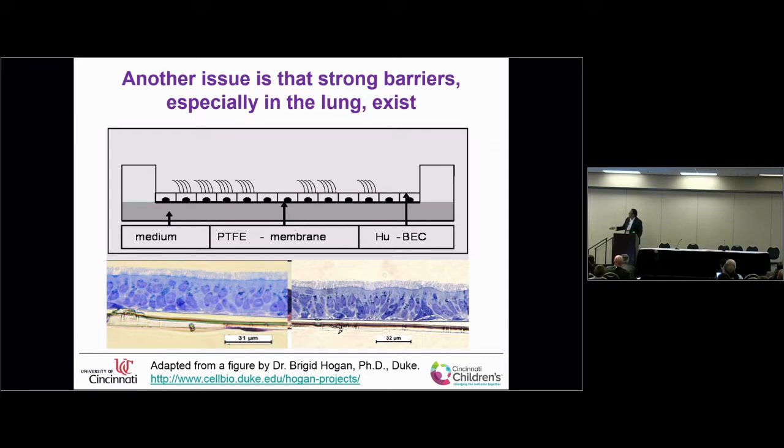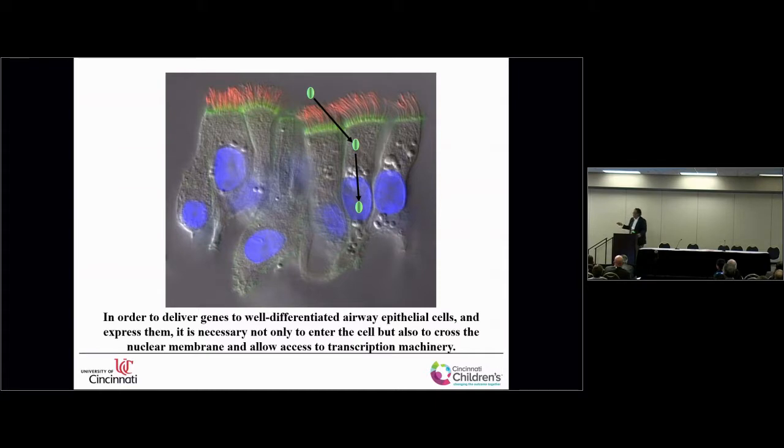You can see the cells side by side here with the cilia on top of each other. We can talk about the limitations of this model, but that model allows us to do high screening before we go in the animals.